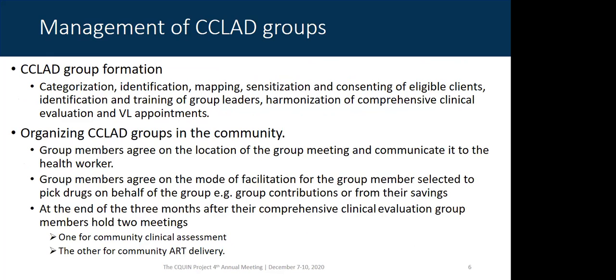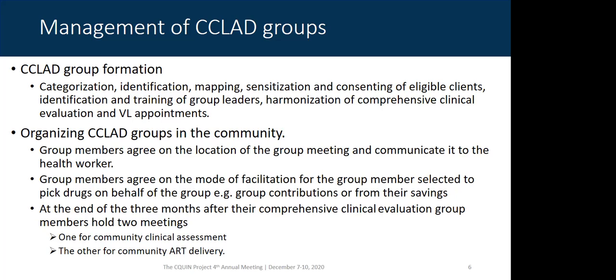Management of the CLAD groups, CLAD group formation. There are a number of processes that we have to undertake to form. One of them is categorization to stable and unstable. Only stable recipients of care qualify to join the CLAD groups. We need to do identification, mapping, sensitization of the clients, consenting of those who are eligible, identification and training of group leaders, harmonization of comprehensive clinical evaluation, and doing the viral load appointments. All this is what we undertake during the CLAD group formation.